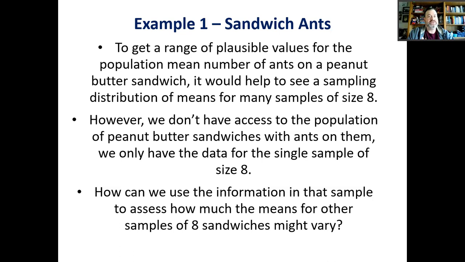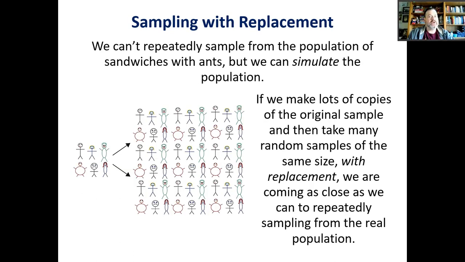And we don't have access to the population of peanut butter sandwiches with ants on them. We only have the data for a single sample. So we can't go take lots of samples, and we don't know anything about the population. And that sounds like an impossible problem. So how do we use the information in this one sample to assess how much the means for other samples of 8 sandwiches might vary? So the idea here is we're going to use something called sampling with replacement.